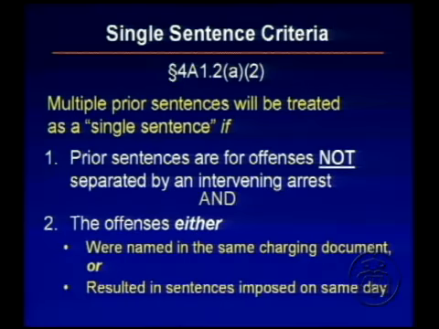So again, we are talking about offenses not separated by an intervening arrest. As you can see on your screen right now, that is the first consideration that must be made. So for offenses not separated by an intervening arrest, and for those prior sentences that were either named in the same charging document or resulted in sentences imposed on the same day, those multiple prior offenses will receive 1 set of criminal history points as a group, instead of separate criminal history points for each prior sentence.